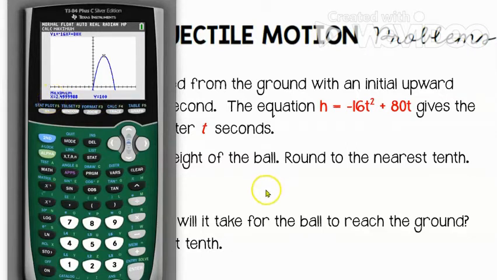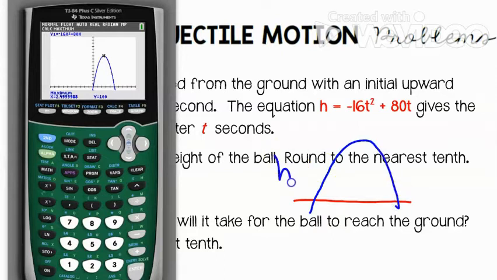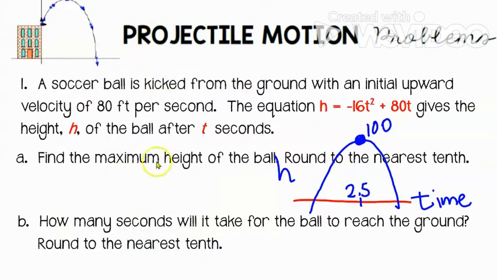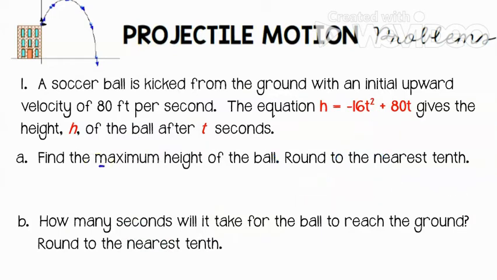So remember, and I can go back to my paper here for a second. The ball is traveling up. This is the height. Remember what this one is? The time. So what was the maximum height of my ball? 100. What time did that occur? Approximately 2.5 seconds, right? So when it asks you to find the maximum height of the ball, you're going to say 100 feet.